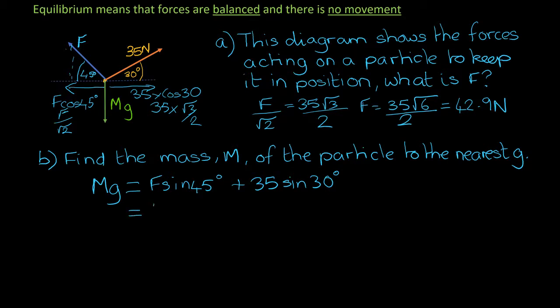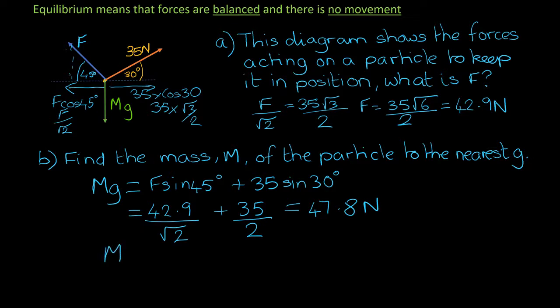So that's going to be our 42.9 over root 2 plus 35 over 2, because sine of 30 is a half. So if we work all of that out, we will find that that's 47.8 newtons. But we want just the mass, so obviously we now need to divide that through by g to get the actual mass of this object, and doing that leads us to 4.881 kilograms.